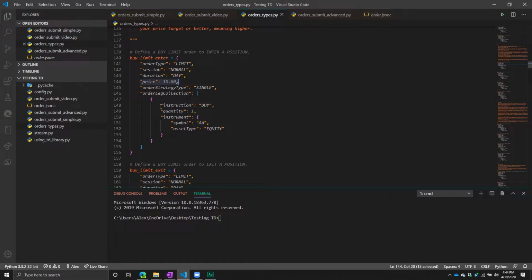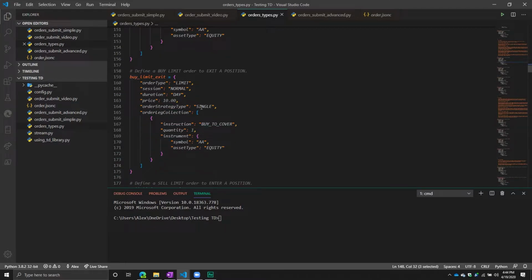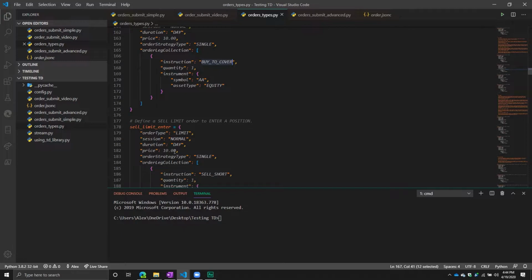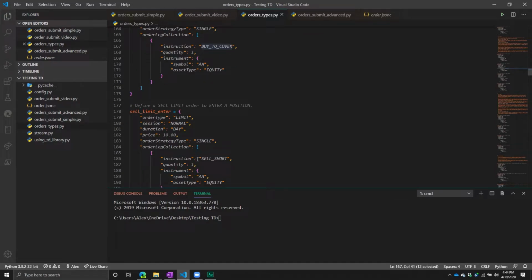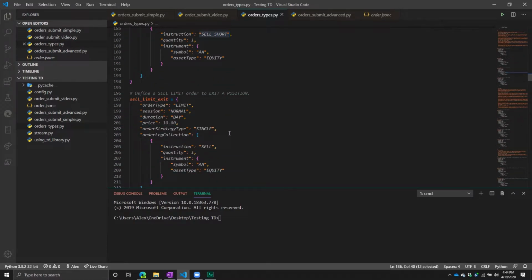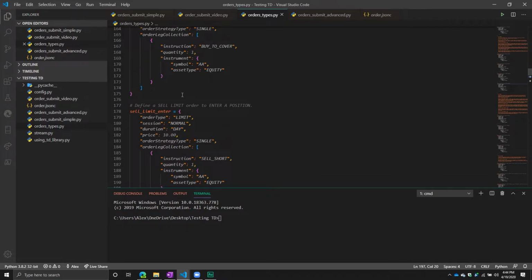Again, depending on whether you're exiting or entering a position and whether you're going long or short, that will dictate the instruction. So if I'm buying and I'm going long, so I'm entering a position, it's going to be a buy instruction. If I'm using a buy limit order to exit a position, I would do a buy to cover. Again, the same exact order structure. If I want to use a sell limit order to enter a position, then I would do sell short. And then finally, if I'm going to use a sell limit order to exit a position, I would just do a regular sell order.